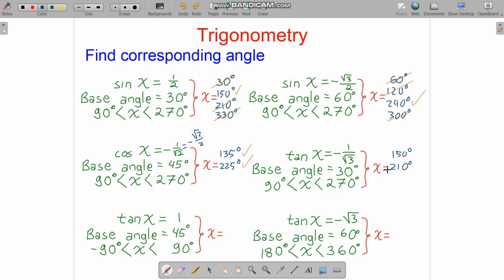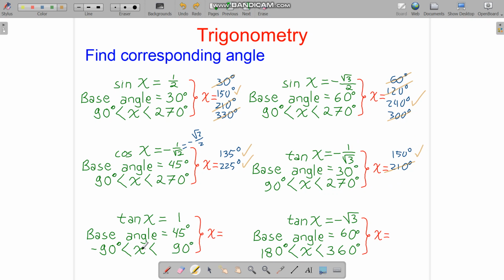So after that, we make sure we get negative. You can use your calculator. Tangent 150, you will get something negative. Tangent 210, you will get something positive. We are looking for negative, so only one solution. One more time, two more times.